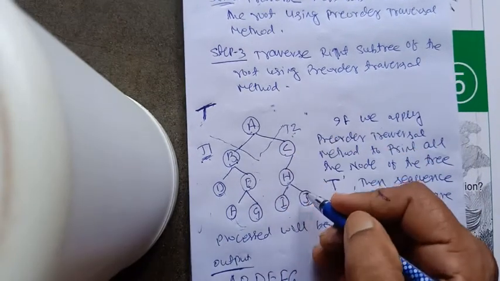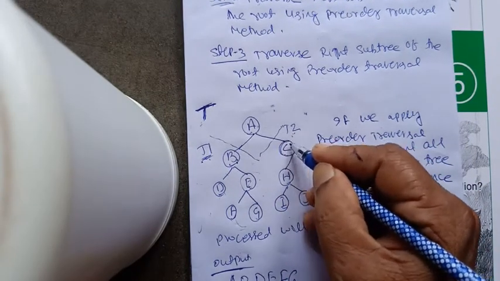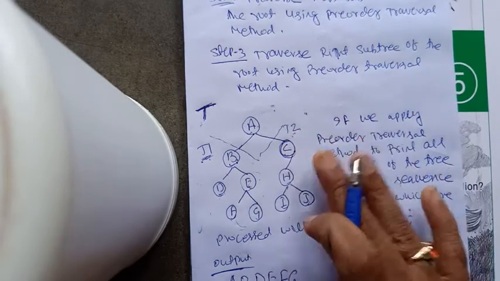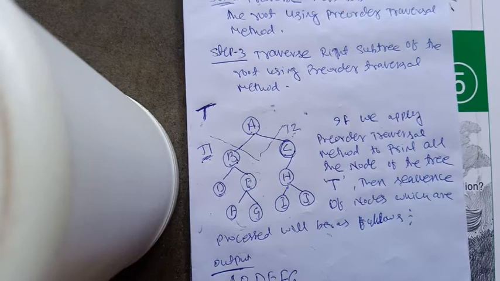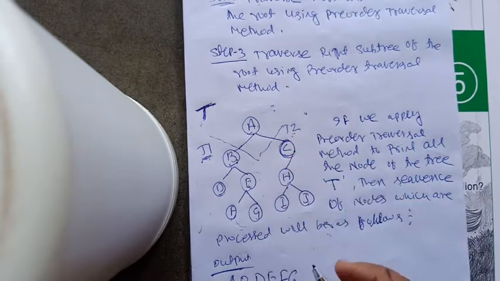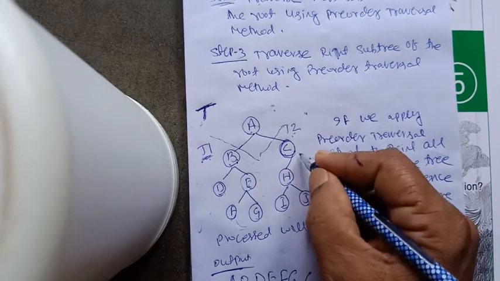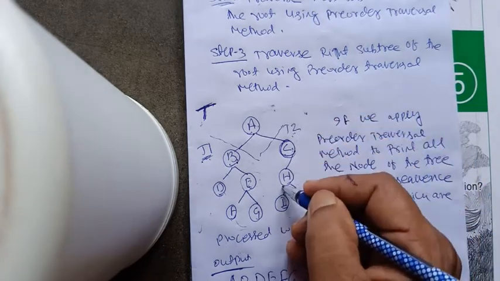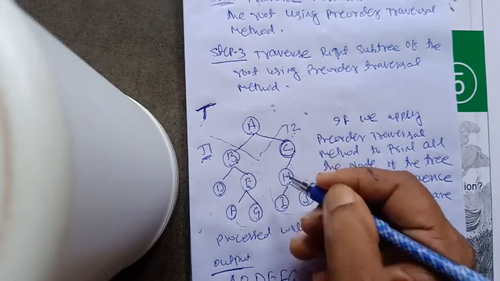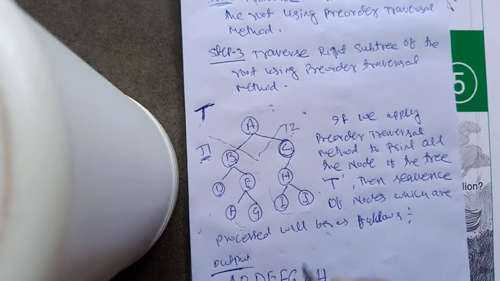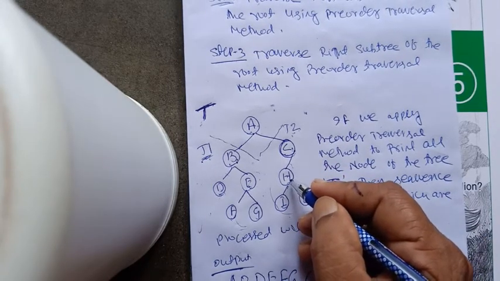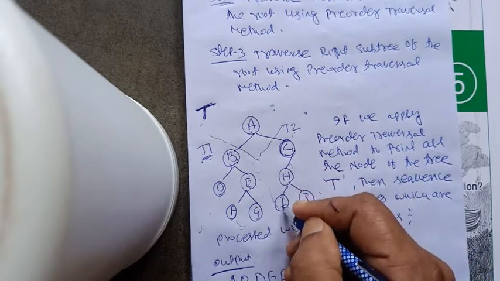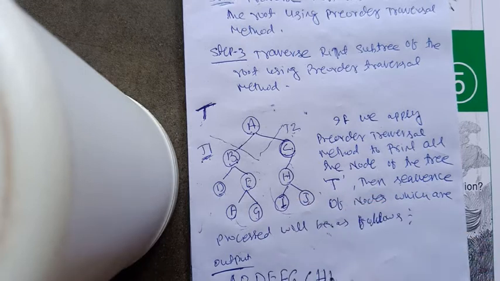In the right subtree, the root is C. The right subtree must be traversed again using pre-order. So what is the root? C. So C will be processed. Now again we move to the left of C, whose root is H. So H will be processed. After processing H, we shall move to the left of H, then the right of H. Left of H, we have I. So I will be processed.